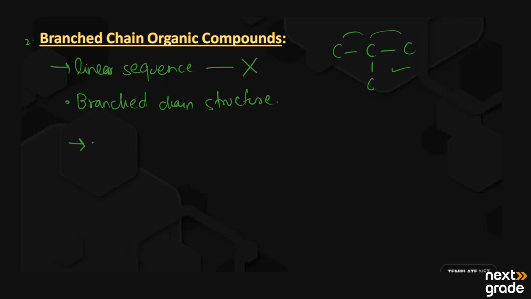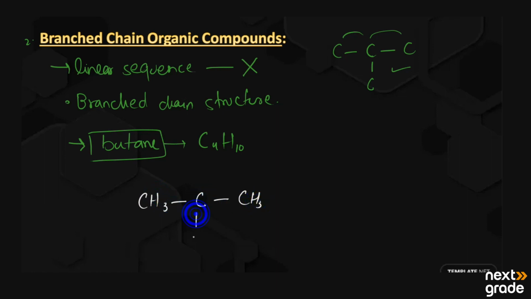So we have the structure for butane. Its molecular formula is C4H10. Next we have its branch chain formula like this: CH3, CH3 and the side chain like CH3, and here we have CH. So this is known as isobutane. The prefix iso shows the branch chain organic compounds. So this is the formula for isobutane.